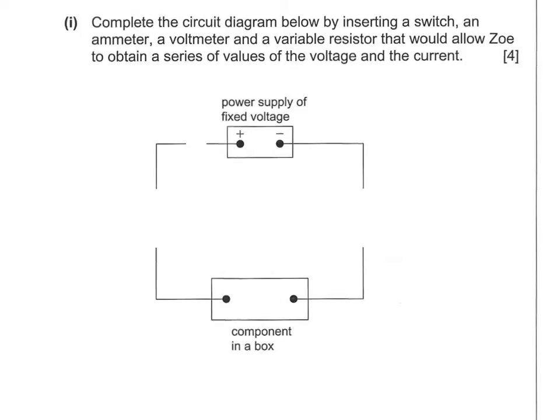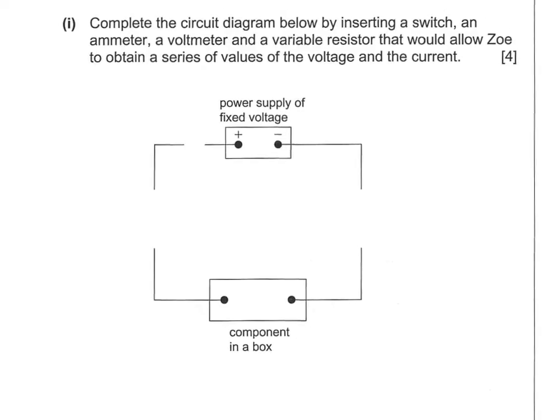So we're going to put a switch here. We're going to put our variable resistor here. We're going to put an ammeter here because ammeters have to be in series so that they can measure the current of something in the loop. Remember, in a series loop, current is the same everywhere. So an ammeter must be in series with whatever you're trying to find the current in.